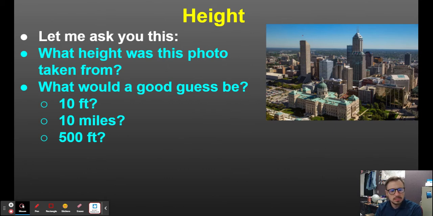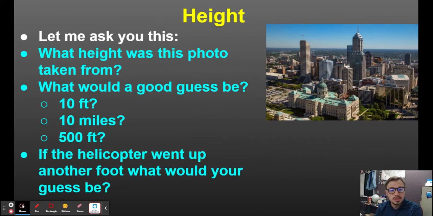What about 500 feet? And if the helicopter or whatever was taking this photo went up 1 foot, would you say it was 500 feet or 501 feet? Like, do you have the knowledge to be able to do that?